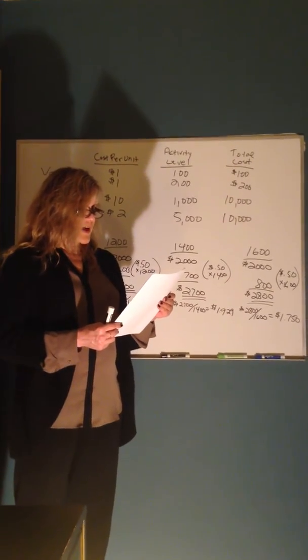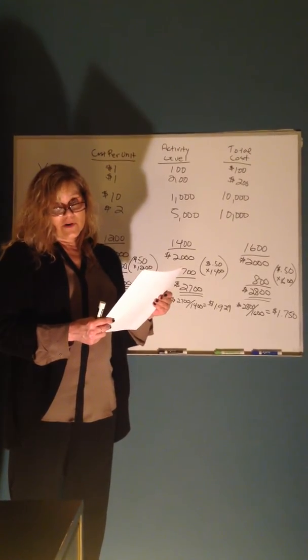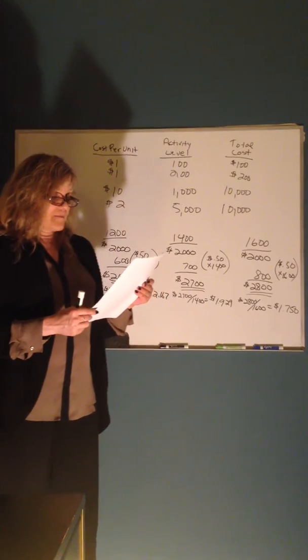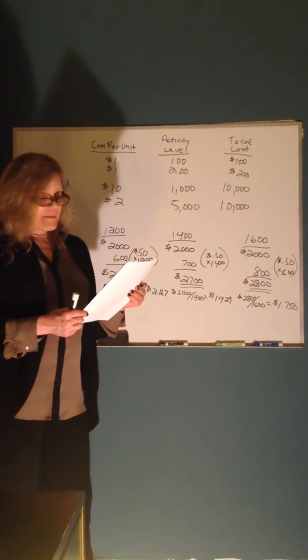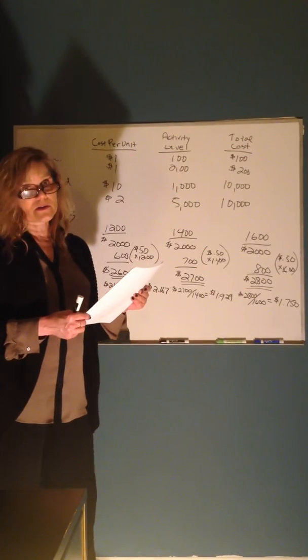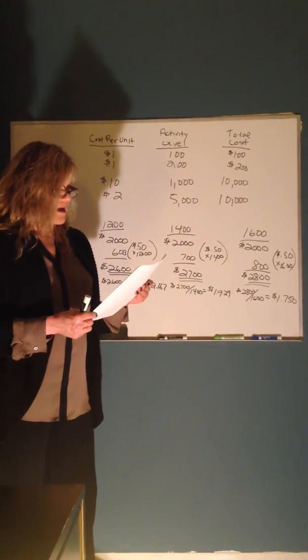Utilities for factory machinery. Definitely variable. The more machinery we use, the more the cost will differ. It's a product cost, right? It's happening in the factory. And it's overhead, right? It's not direct materials, it's not direct labor, so it's overhead.